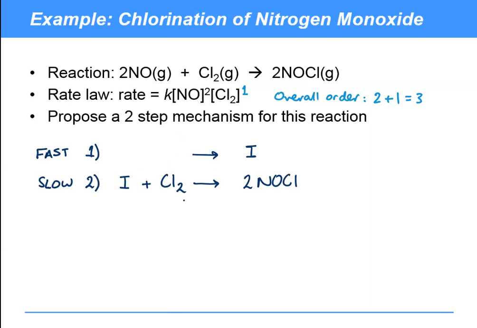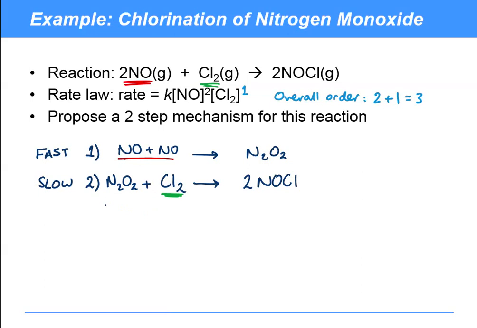If the chlorine is included here in the slow step, then in the fast step preceding it, you've got to have NO plus NO, because they appear up here. There's 2 NOs, so I've got to have them coming in there, with the chlorine coming in here. And obviously if you're just going to make one intermediate, it's just to dimerize. So we can have N2O2, and N2O2 then appears here. So that's my intermediate.